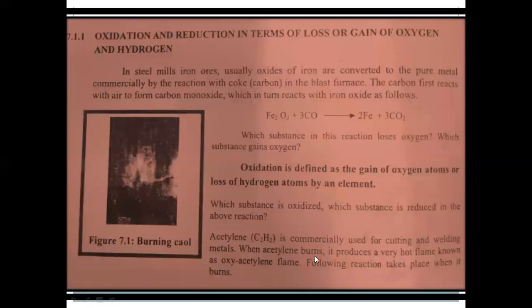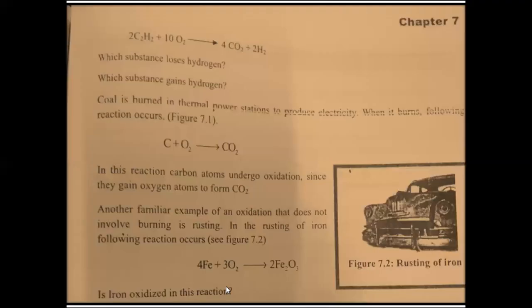When acetylene burns, it produces a very hot flame known as oxyacetylene flame, and the following reaction takes place when it burns. At burning, the reaction takes place. If you look at the formula, acetylene reacts with oxygen of air and forms carbon dioxide gas and water. This is not hydrogen, okay? This is water. Because this is called a combustion reaction, hydrocarbons react with oxygen and form carbon dioxide and water. Now, which substance loses oxygen, loses hydrogen?